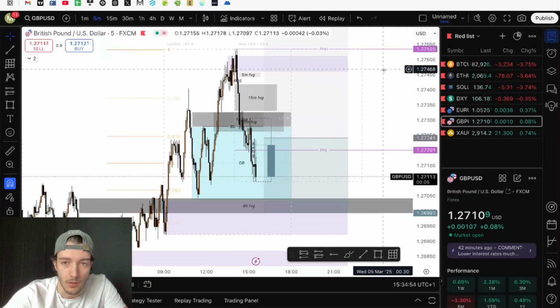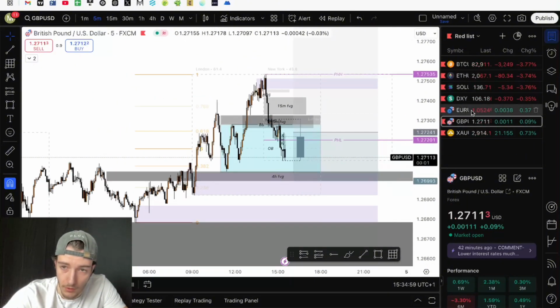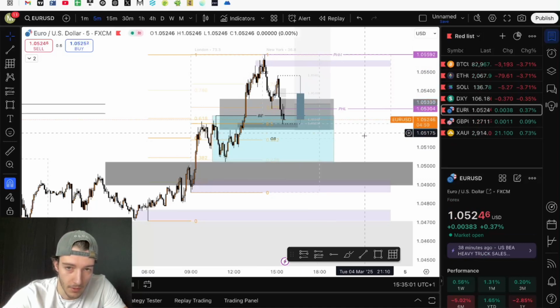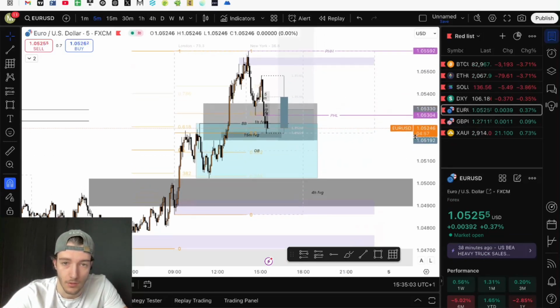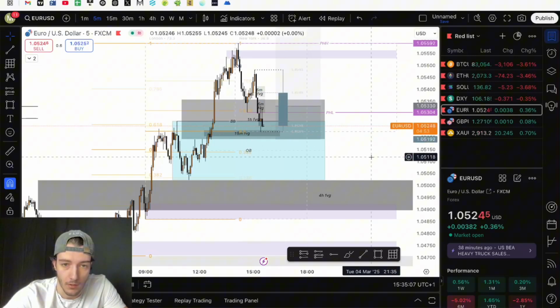What happened to my drawings? All right. We're deep in this order block on GU. Not so deep, but still inside the order block on Euro. Already tapped into the 15-minute fair value gap in equilibrium.